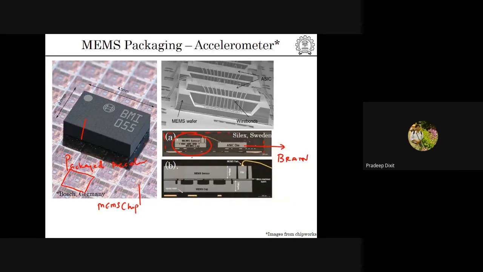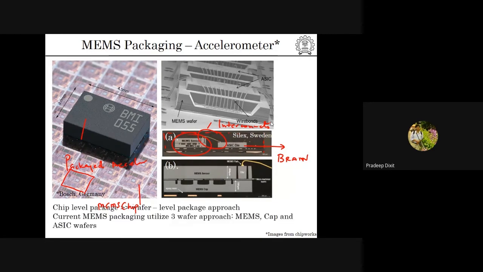Whenever it senses some kind of deceleration, the response will go from this MEMS chip to the die through this. This is very important. This is a wire bond, which is also shown here. This is nothing but interconnections, or interconnects, and they will communicate with each other. So I hope this is clear to everybody.